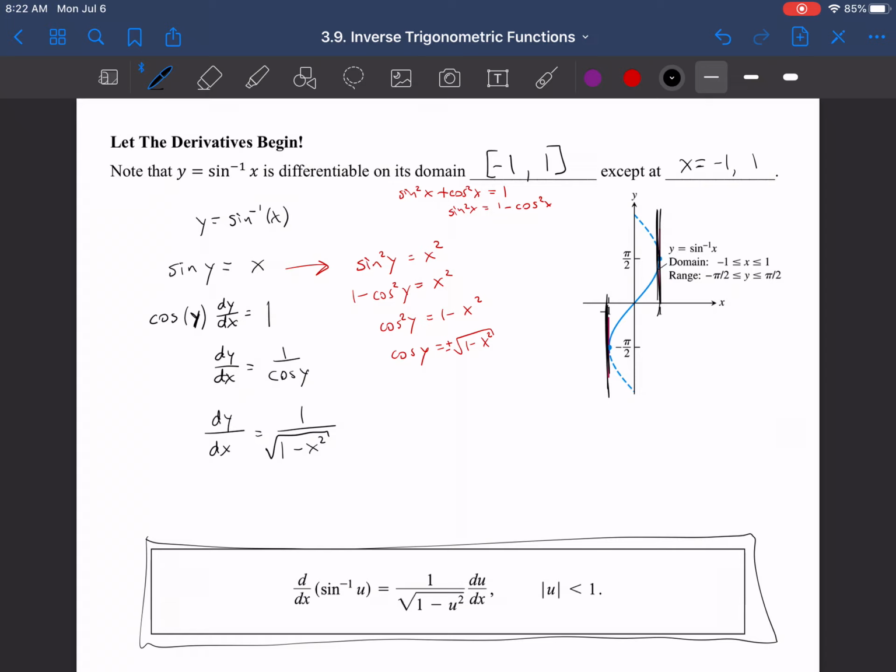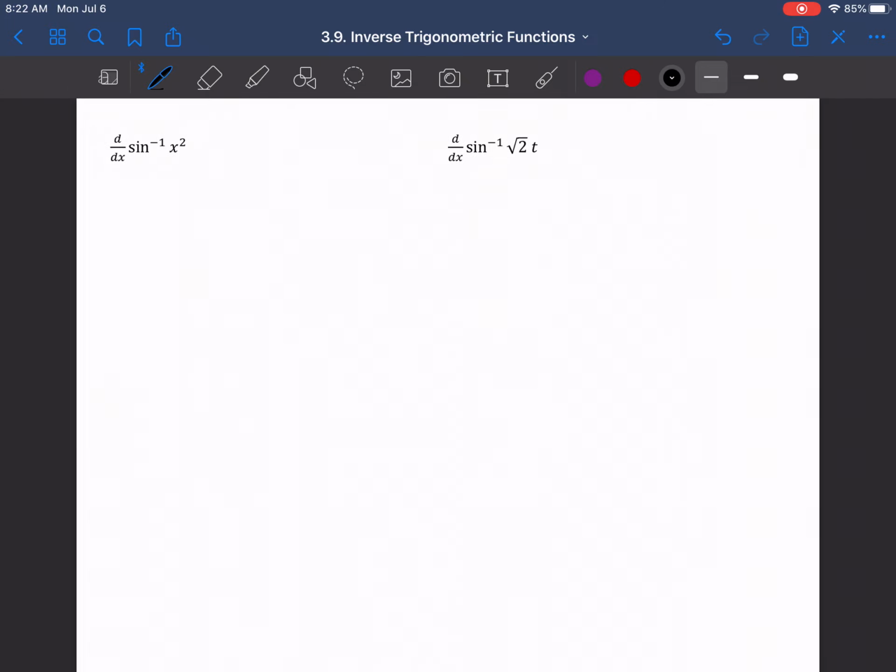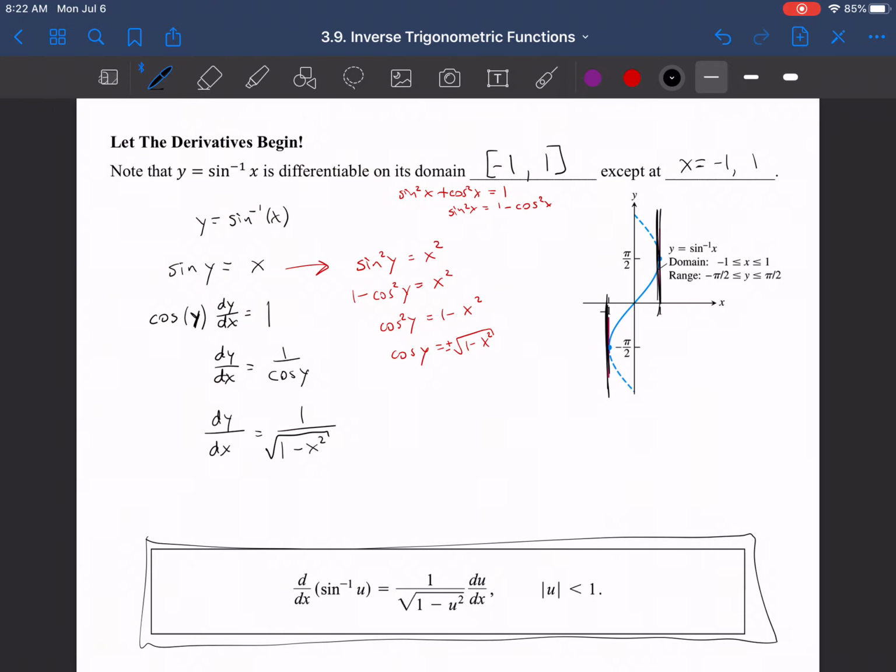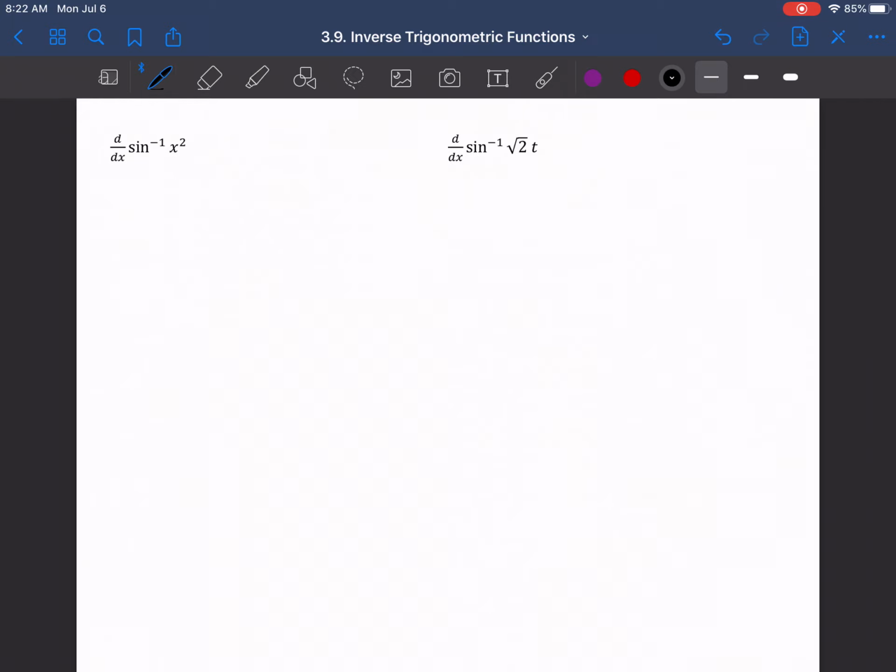All right. So let's take a look here and try this one here, the arcsine of x squared. And so this is going to be a chain rule thing here. We're doing the derivative of the outer times the inner. And so the derivative of the outer, if we look back here, is 1 over the square root of 1 minus u squared.